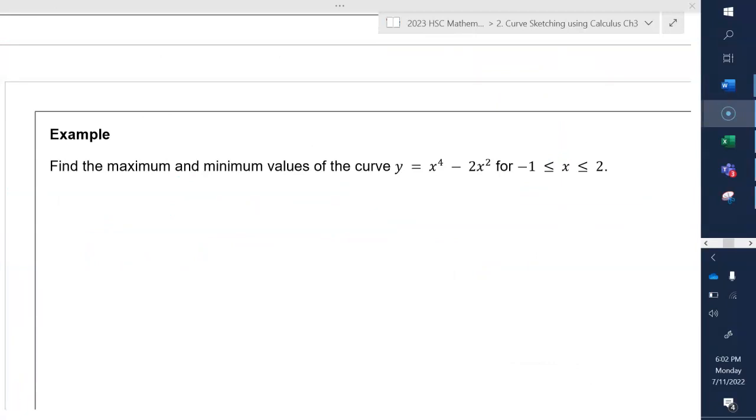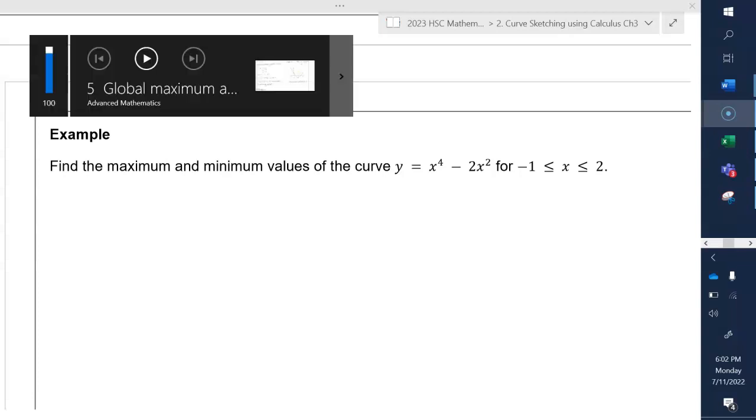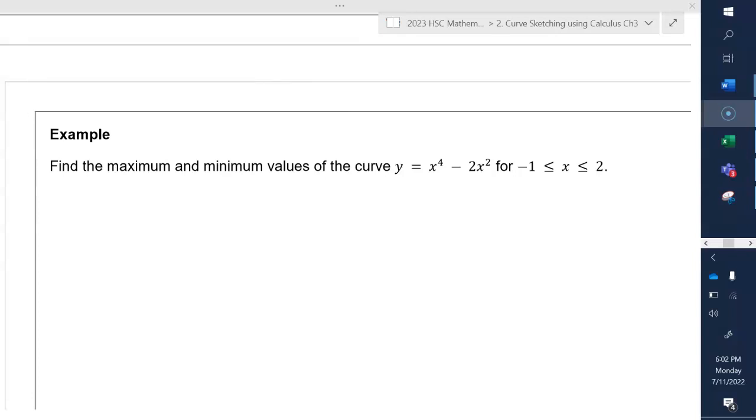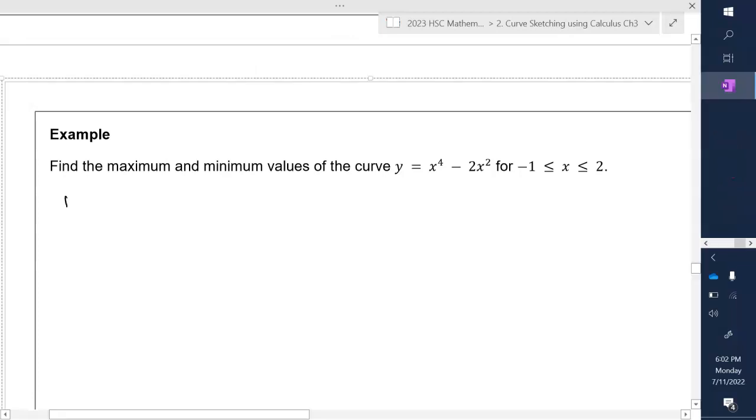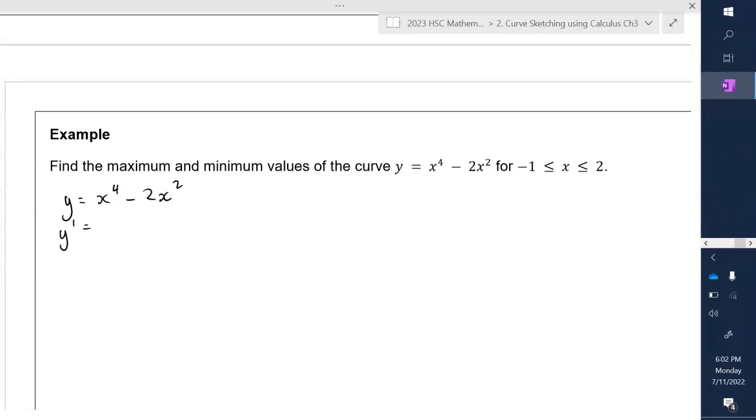This one's saying find the maximum and minimum values of the curve y is equal to x to the power of 4 minus 2x squared, and we're looking in the domain of minus 1 to 2. So let's start with what we know. We know y is x to the power of 4 minus 2x squared. Let's find y dash. y dash is 4x cubed minus 4x. Let's look for y double dash. That is 12x squared minus 4.